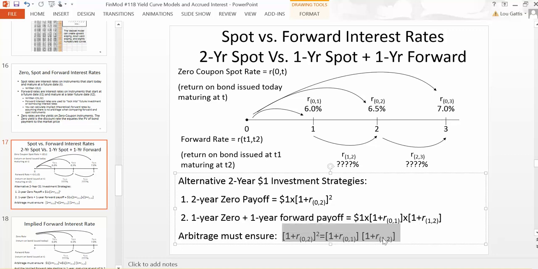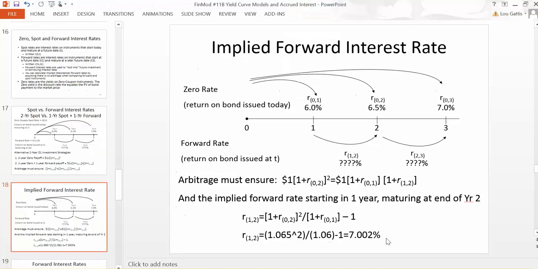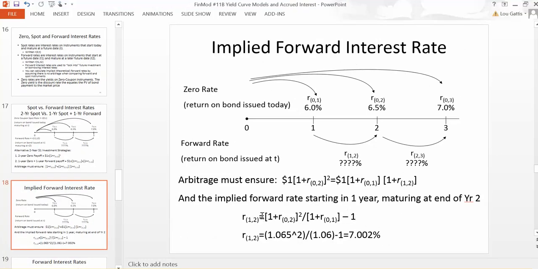So I can just take this equation and solve for R12. If I do that, I get the interest rate that starts in year 1 and ends in year 2 is 1 plus the 2 year rate squared, 1.065 squared, over 1 plus the 1 year rate, minus 1. So the implied 1 year rate 1 year from now is 7.02%.